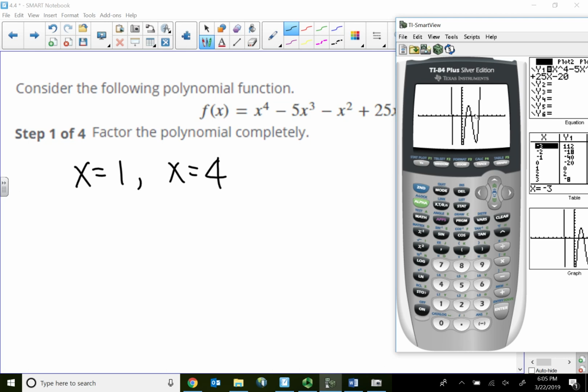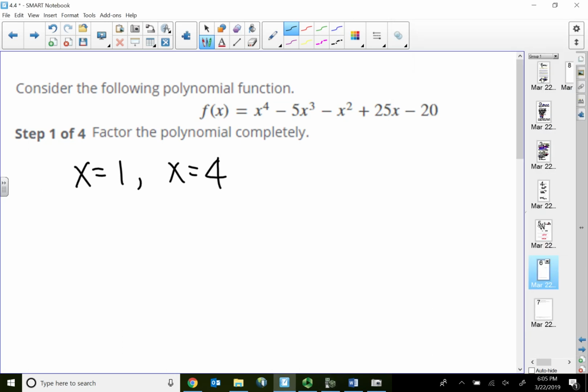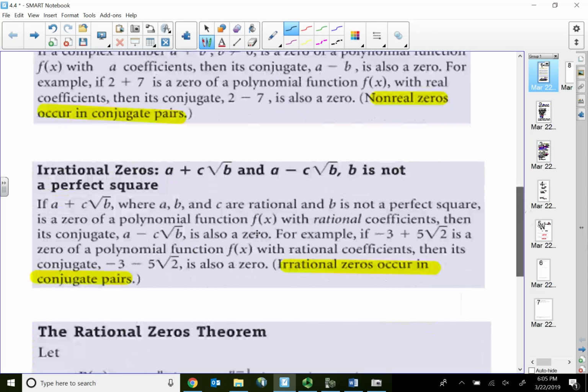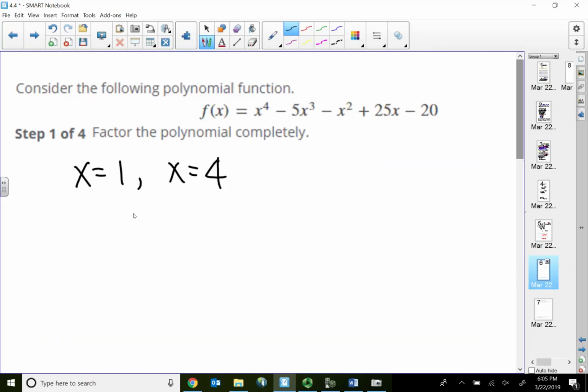Well, the other 2 cannot be non-real, because non-real zeros will never show up as x-intercepts because they are not real. Therefore, the other two have to be irrational zeros, because they come in conjugate pairs. So if the other two are the conjugate irrational zeros, then it makes sense that the multiplicity for each one of my 4 zeros has to be 1. I just need to figure out what the other two are real quick.